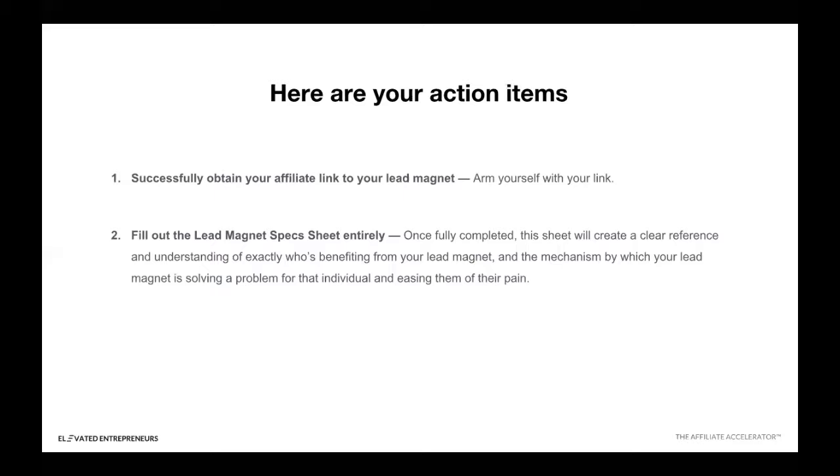Right? So essentially, here are the action items inside of this module. First, before moving on, you need to successfully attain your affiliate link to your lead magnet. You need to arm yourself with your link. Without that, you can't really do much. It's like trying to go into war without a gun, or trying to join bands without an instrument, right? So basically, that's the first step.